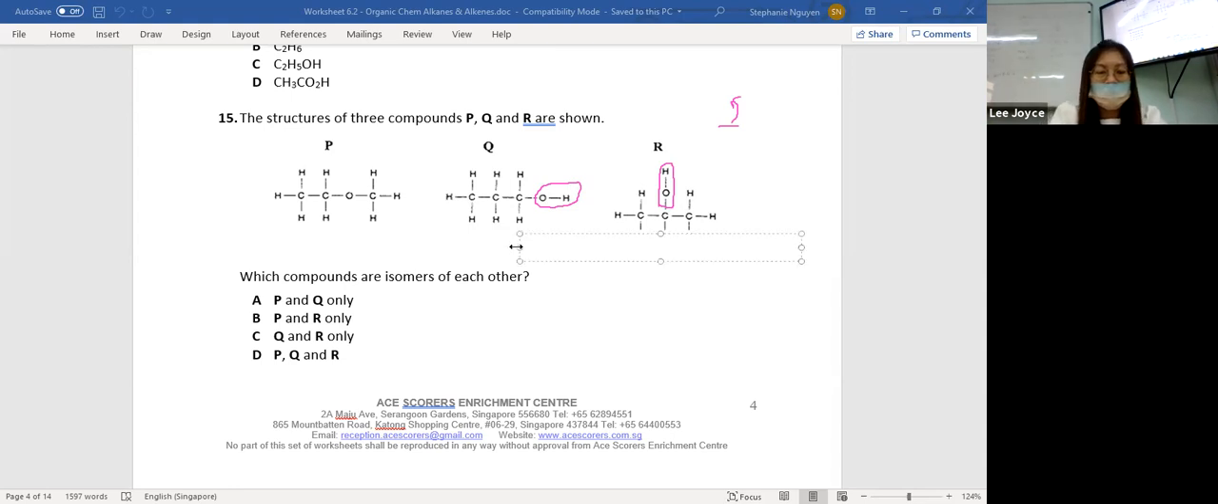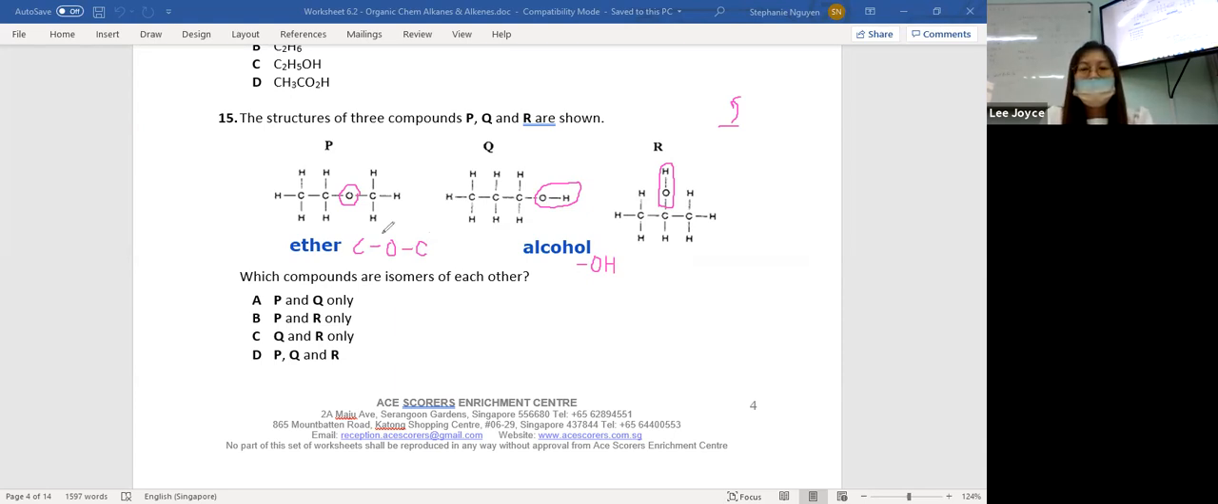But for compound C, this is not an alcohol. Compound C is known as an ether. You see this O here? It has a different pattern. It's an O single bonded to 2 carbons. Ether is denoted by a C-O-C functional group, whereas alcohol is denoted by an OH functional group. The O and H must be together. So even though they have different functional groups, as long as they have the same chemical formula but different structural arrangement, we will consider them to be isomers.